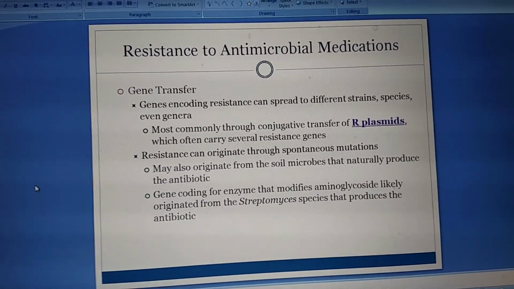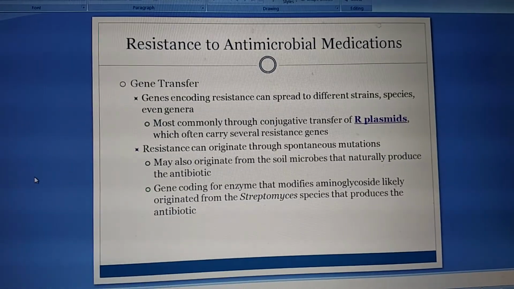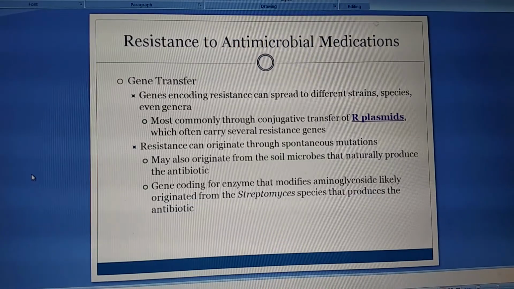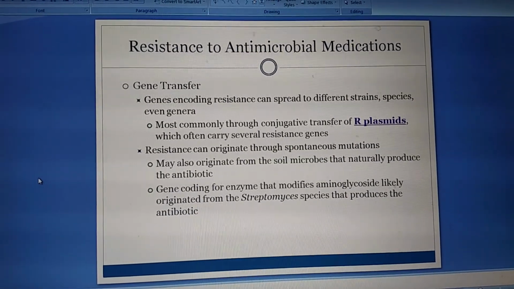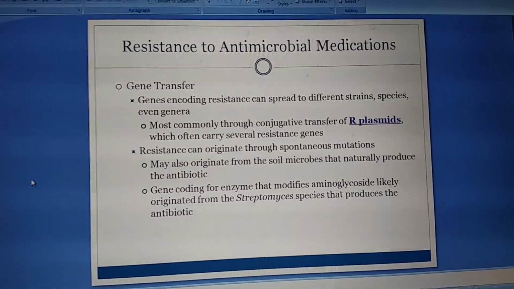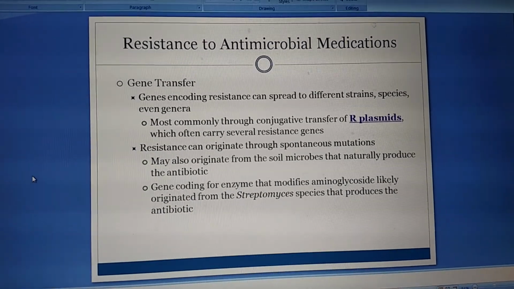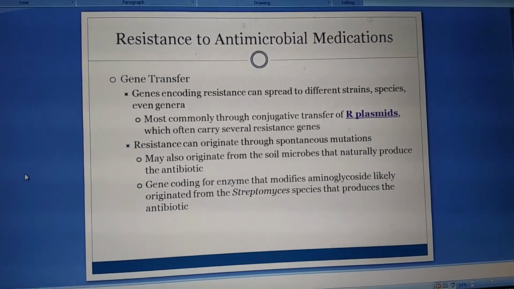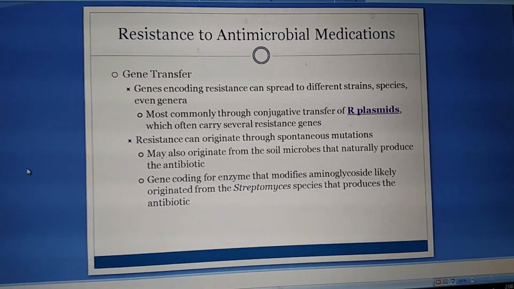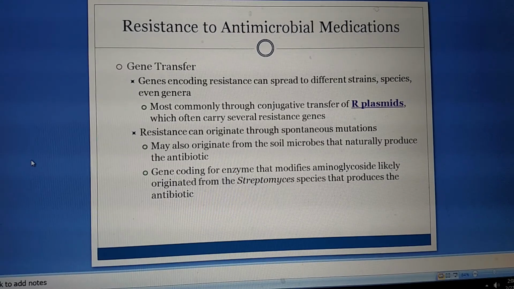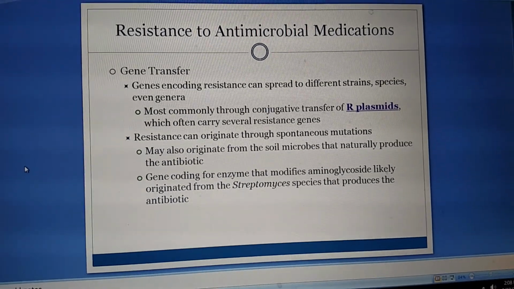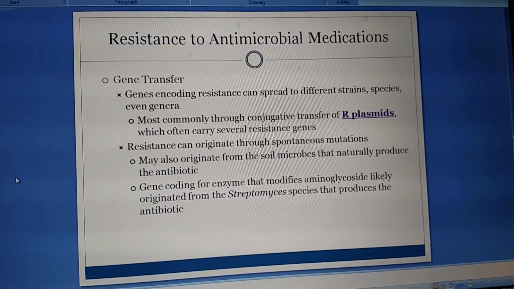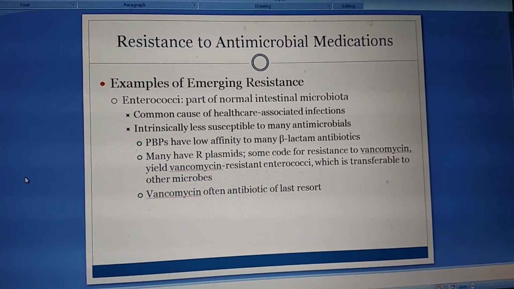You can also have gene transfer. So remember, you can have conjugation occurring where cells are sharing R plasmids with each other through those sex pili, and usually R plasmids do have several resistance genes. You can also have spontaneous mutations. When you look at soil microbes that are actually producing antibiotics, they can actually have these enzymes that are resistant so it doesn't poison themselves, but they can then spread them to other bacteria as well.